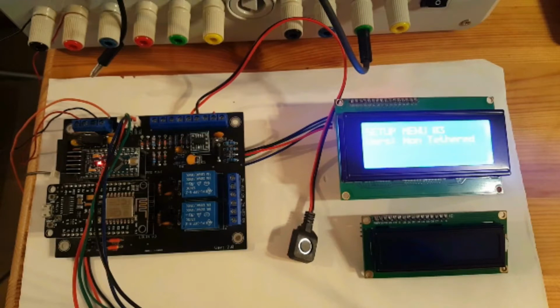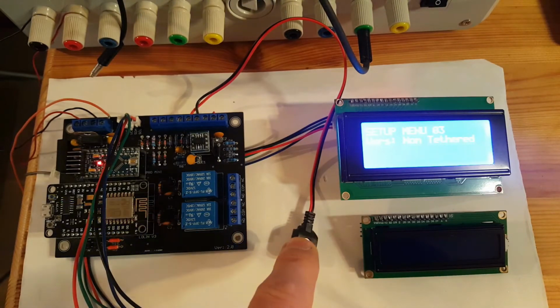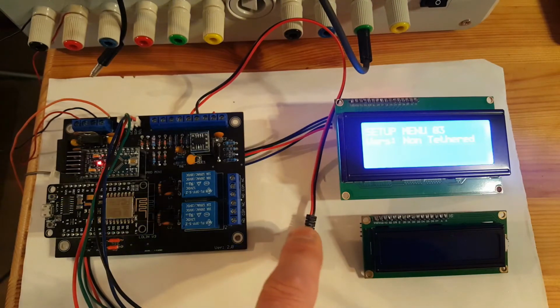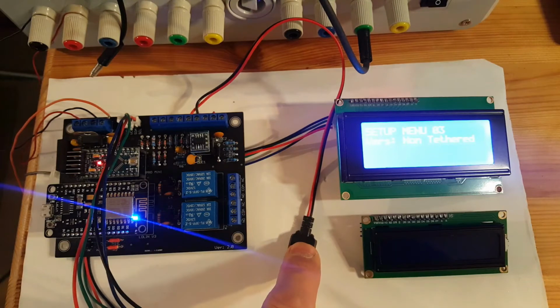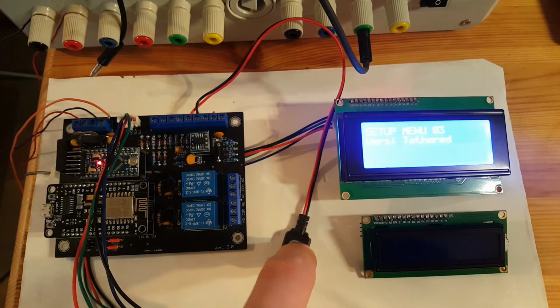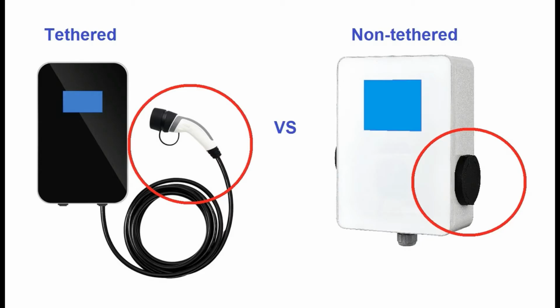In the third menu, you can choose which version you are using. If you're building a tethered charging station, you must change this setting. Sometimes people are confused about what tethered and non-tethered charging station means, so I made a quick example picture. If you look at it, you will understand very easily what that means.